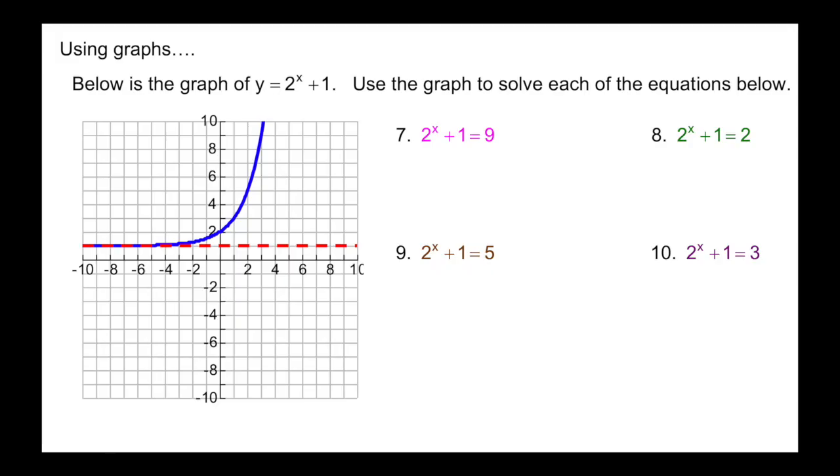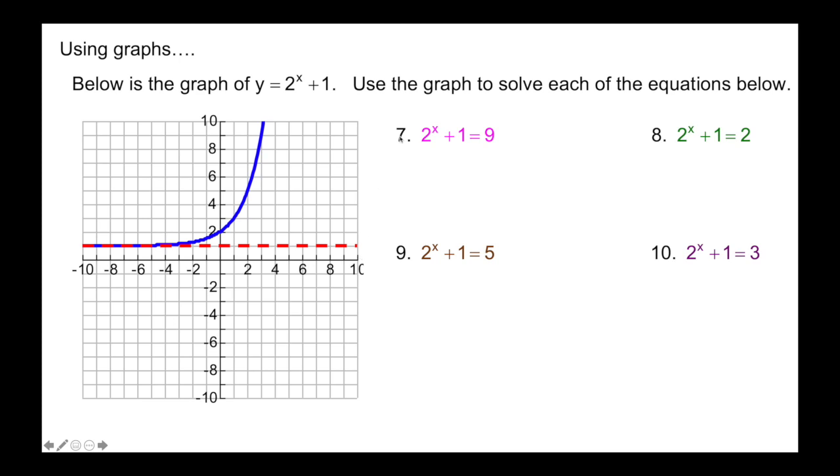So this is the graph of y equals 2 to the x plus 1. So we'll notice that in every single one of these problems, we have 2 to the x plus 1. What they're equal to is what we're used to thinking about as our y value. It's our output value. We're going to be looking for x, so we're looking along this axis to see where these numbers line up.